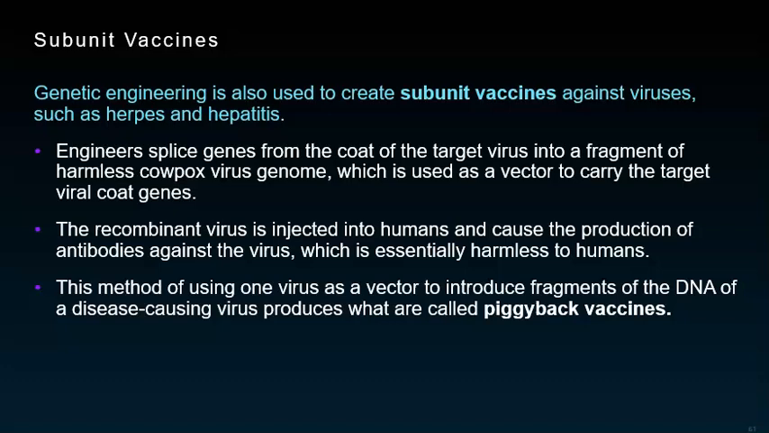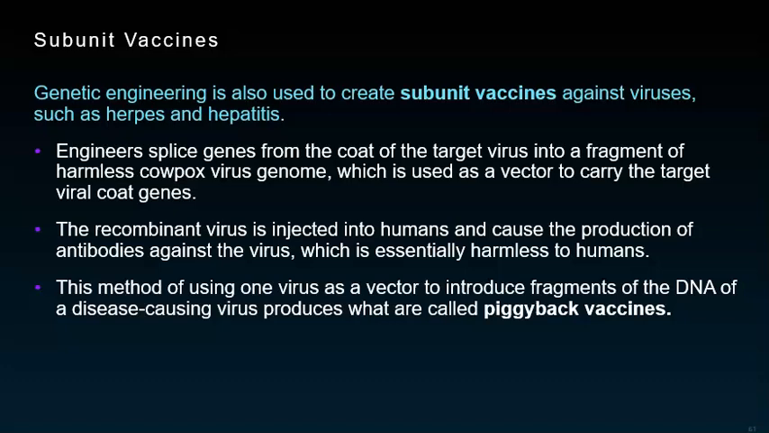We also discussed subunit vaccines, which are fascinating. So genetic engineering is also used to create subunit vaccines against viruses, like the herpes and hepatitis viruses. And in these, engineers are splicing genes from the coat of the target virus. So that would be either herpes or hepatitis, whatever we're trying to protect against. And we're taking those genes that are on the coat of the virus, on the outside, into a fragment of harmless cowpox virus, which is going to be our vector. That's what's going to carry this target gene into whoever is being inoculated.